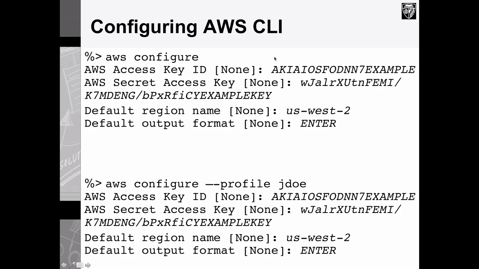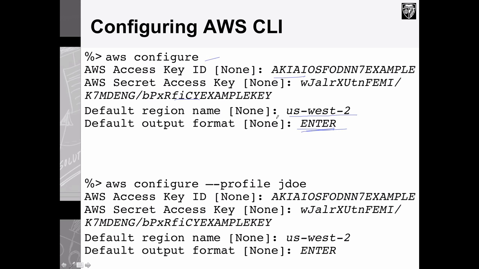So the way to configure the CLI is to run this command called aws configure. When you run this command, it's going to prompt us for the access key, it's going to prompt us for the secret key, and then it's going to prompt us for the region that we are interested in, and then the output format. We can specify a different output format, the JSON or XML format, or the text format if you are interested.